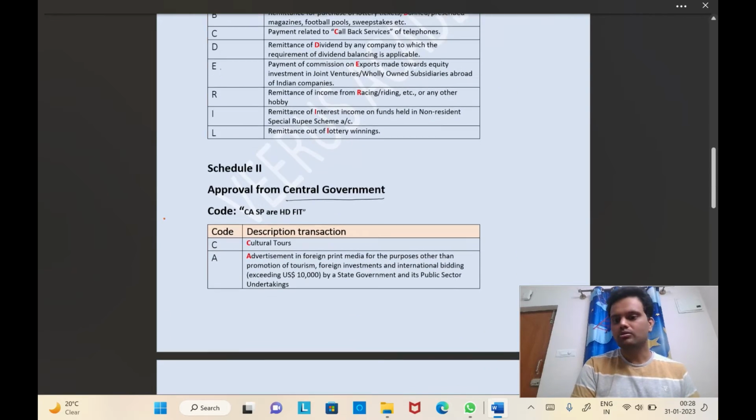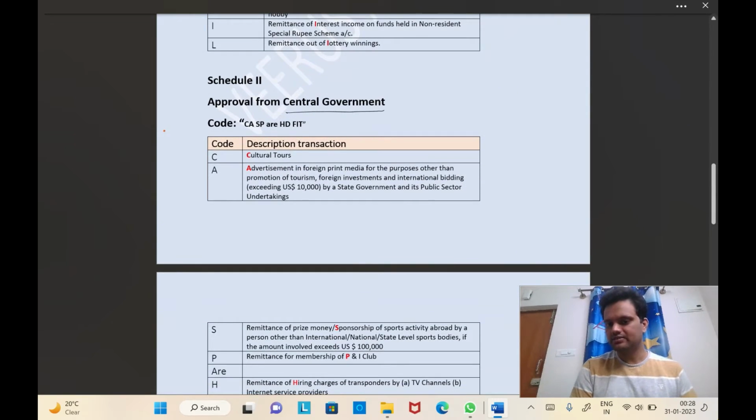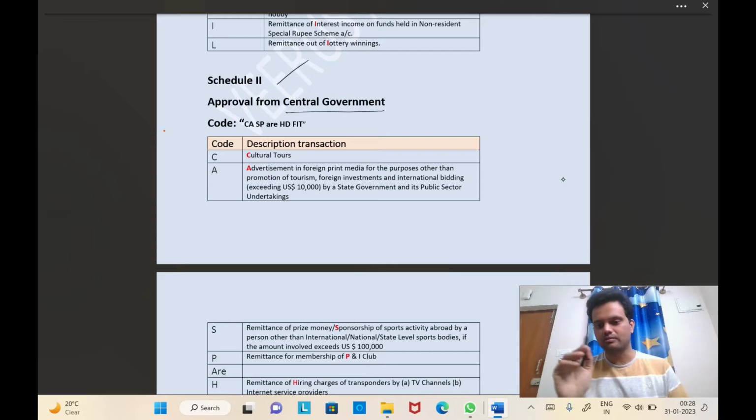First, I will directly go to Schedule 2. I'll tell you the reason later, but first I will go to Schedule 2, approval from the central government. So Schedule 2, approval from central government. The code which I created is CASP or HD fit. Simple. If you remember this, you remember all the clauses which require approval from the central government.